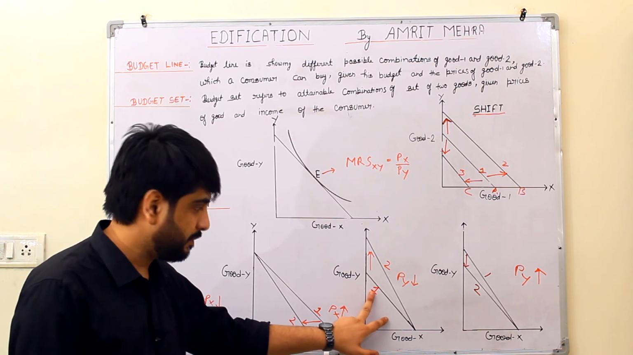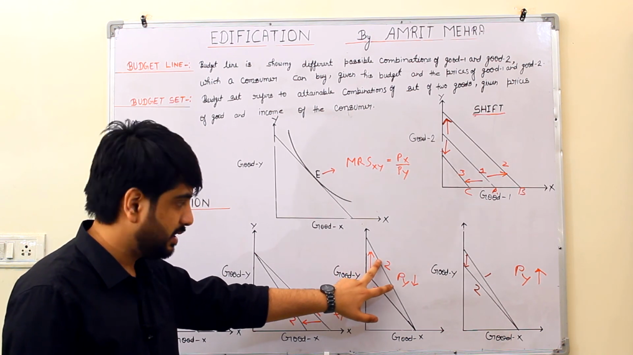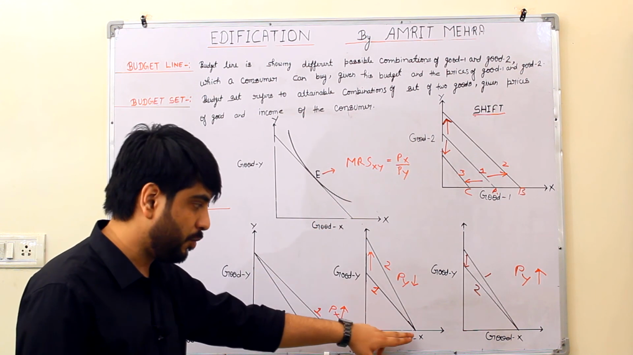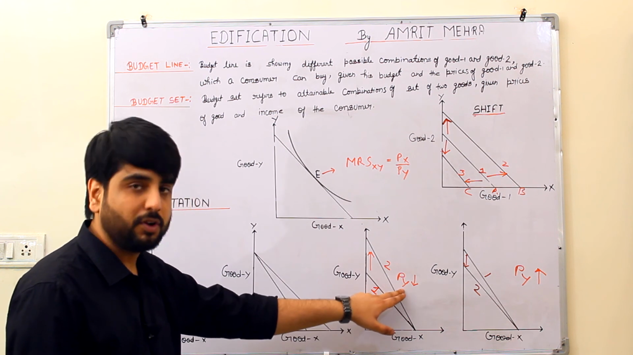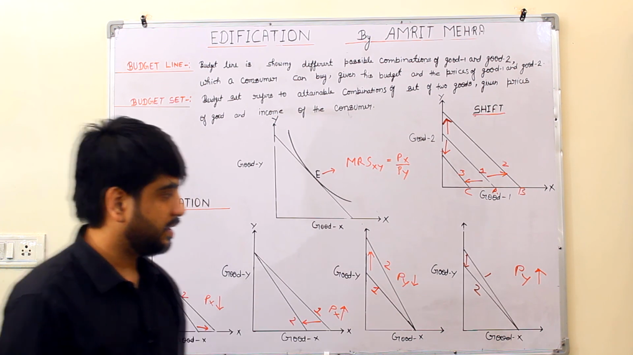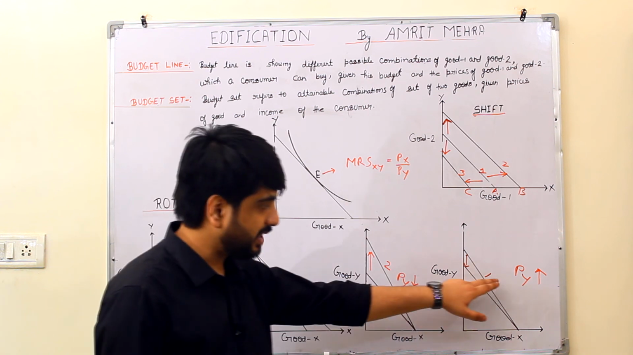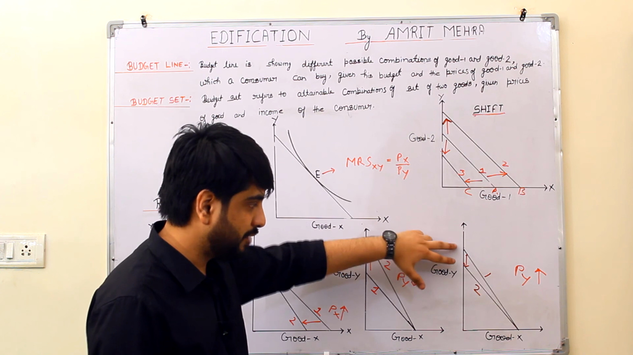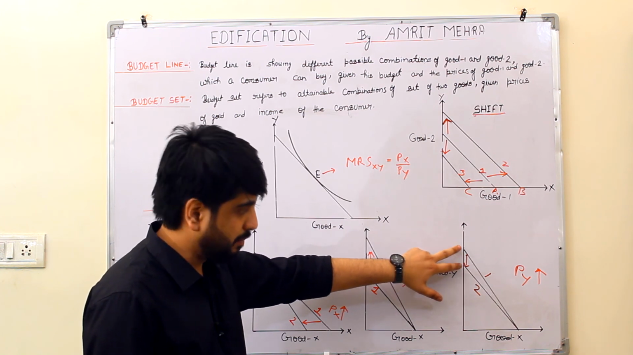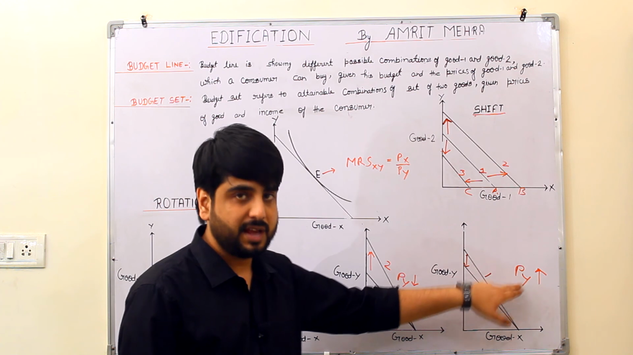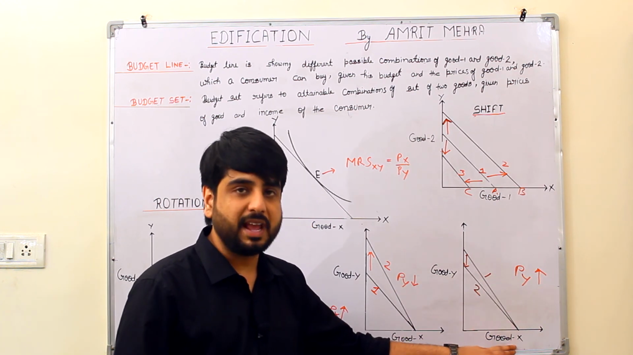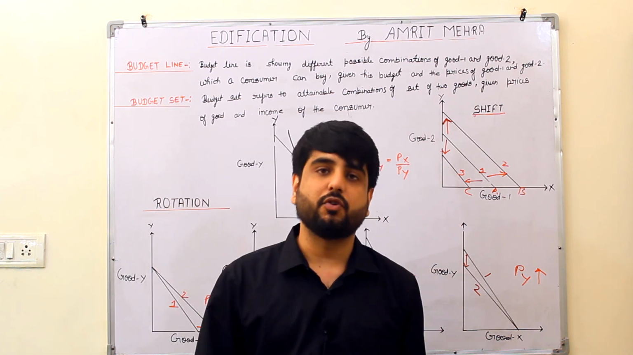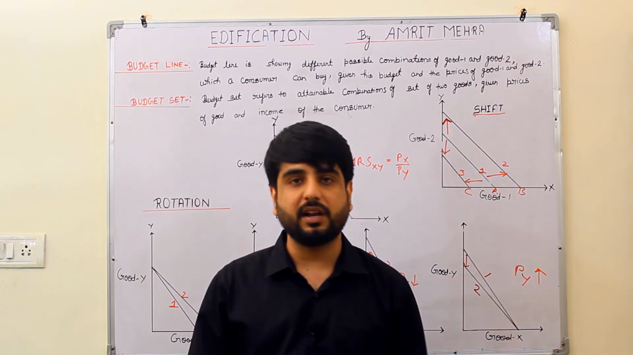Initial budget line 1, second budget line. This shows that we are able to consume more of good Y with the same quantity of good X because the price of good Y is falling. Last case, initial budget line 1, second budget line. We are saying that we are able to consume less of good Y because the price of good Y has increased. The consumption of good X remains unchanged. So the PPC can rotate and shift, and the budget line can rotate and shift.